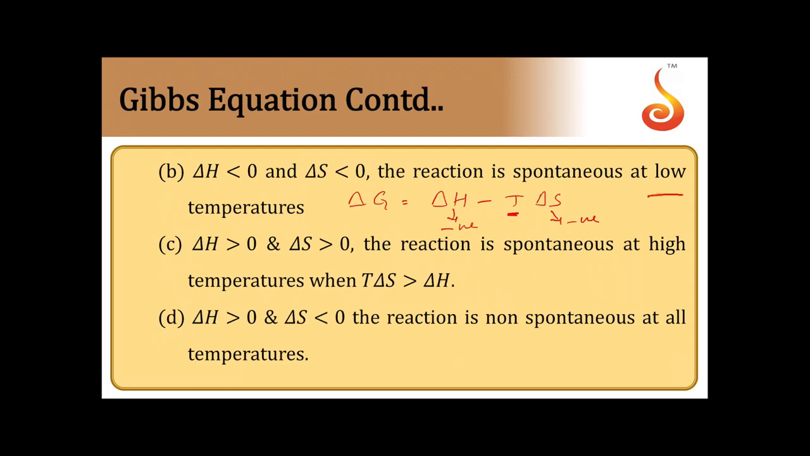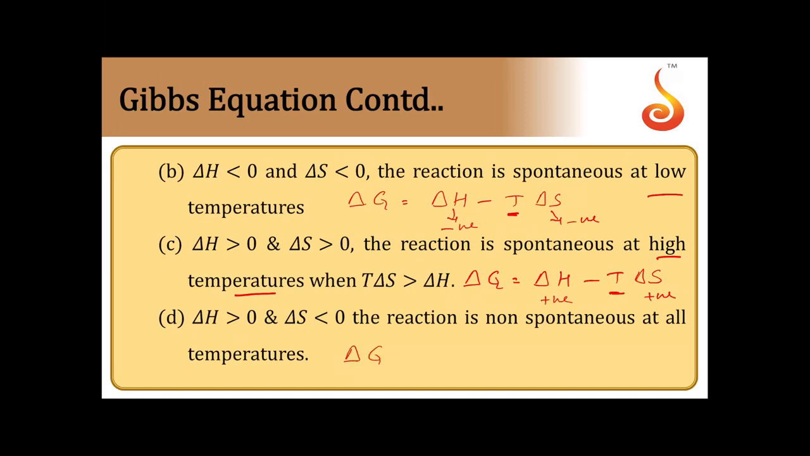If delta H is more than 0 and delta S is more than 0, delta G is equal to delta H minus T delta S. Both are positive values. Delta H is positive and T delta S is also positive, so it is subtracted. If T delta S outweighs delta H, it is going to be spontaneous. This implies that temperature must be high. When T is high, T delta S outweighs the delta H value, and there it is going to be spontaneous.